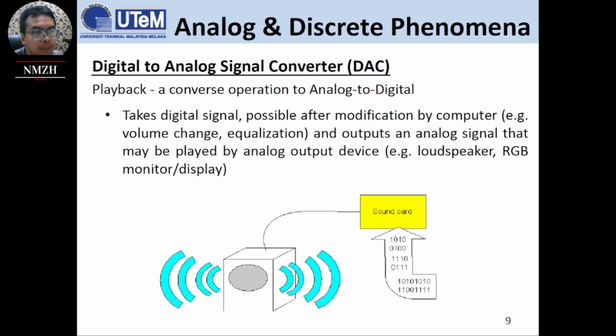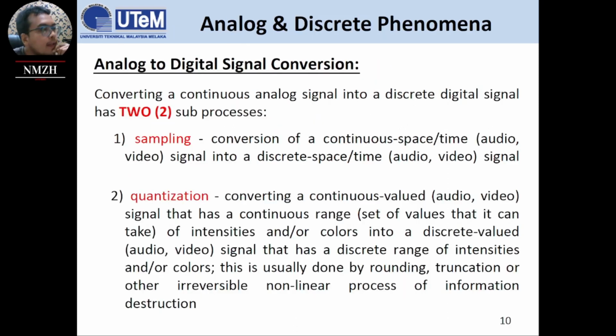So from that specific binary number converted by the DAC, that number will be turned back into the analog world, meaning what we said just now. Okay, so that would be the thing. Right, so analog to digital signal conversion, converting a continuous analog signal to a discrete digital signal, has two subprocesses.